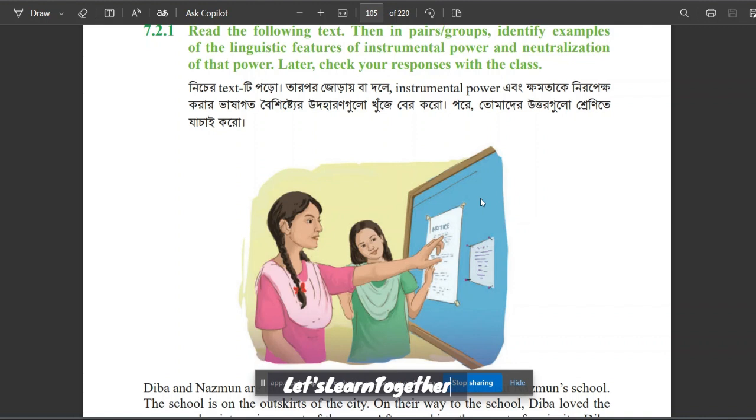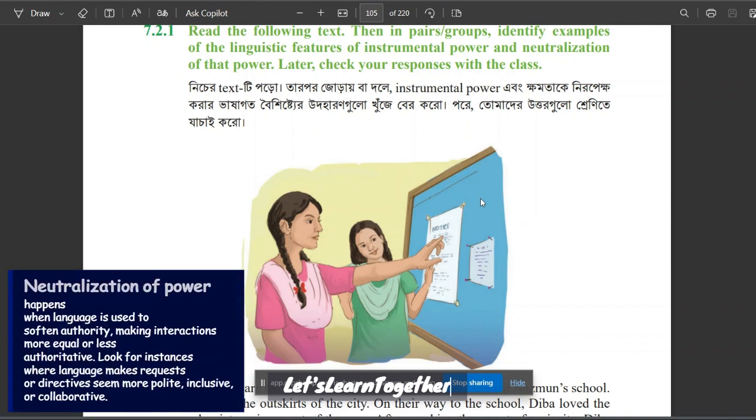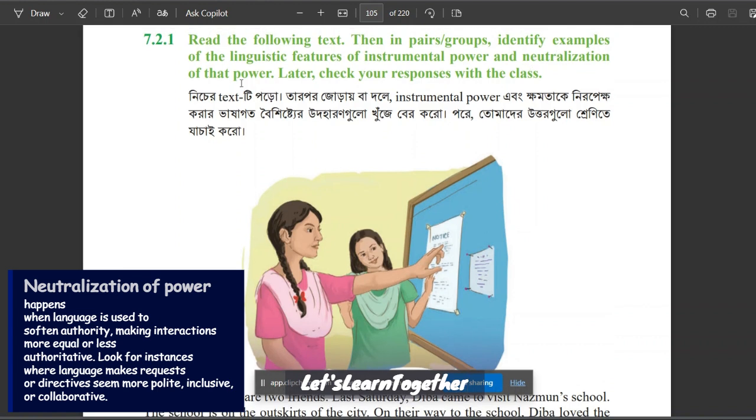However, if you say, "Could you please do the work for me," it is still instrumental power as you are giving a command by this sentence. However, the intensity of the power has been minimized or neutralized here, the sentence has become more inclusive, more collaborative, and it can be taken in a more positive way, right? So that is what we call neutralization of instrumental power.